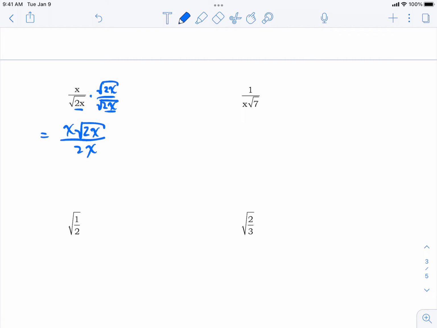And at this point, I should cancel my x's, right? You should always reduce your fractions. And so what I've got is this. And is this always positive? Yes, that's always positive. Cool.